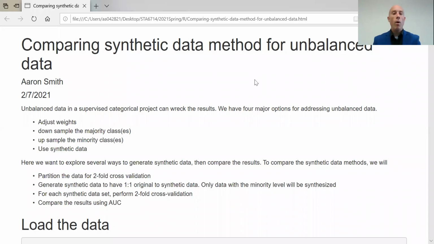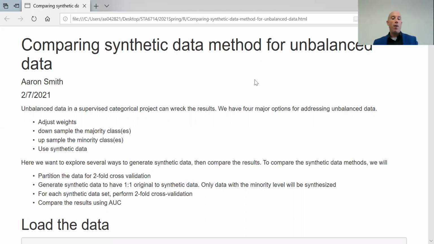Hi, in this video, we want to take a look at synthetic data. We want to look at different algorithms for generating synthetic data, and then we want to compare them somehow. So what we're going to do is take some imbalanced data, and we're going to generate synthetic data.